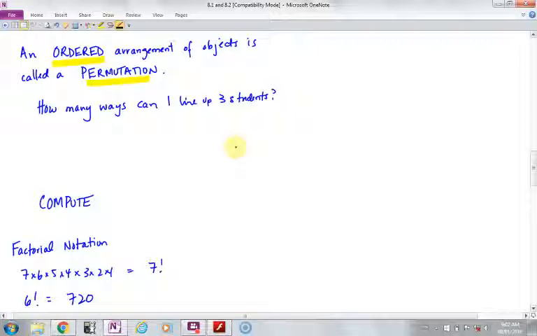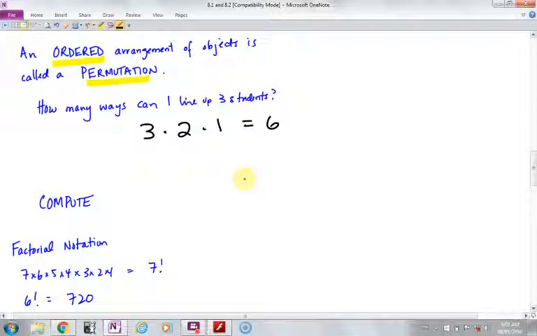9 ways? 6 ways? Any other possible choices there? Options? Guesses? One of those 2 numbers is correct. 6 ways, right? Why is it 6 ways? Because for the first student, how many choices have I got? 3. Now that's students in line, so how many have I got left to line up? 2. And now I only have 1 student left, so I have 6 ways to line up the students. Okay?